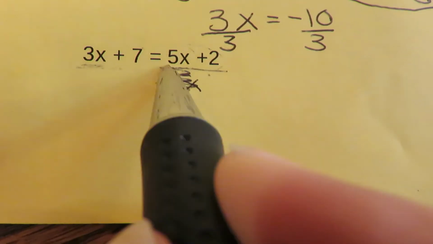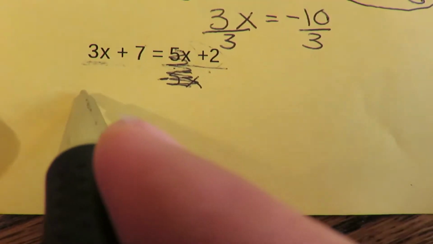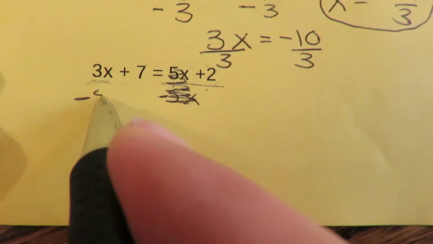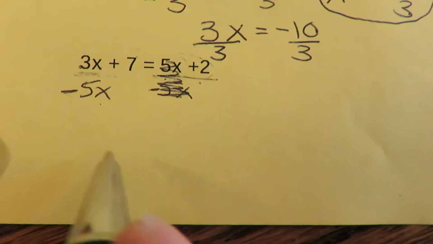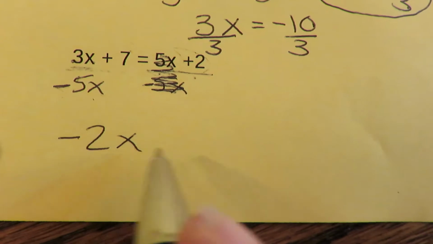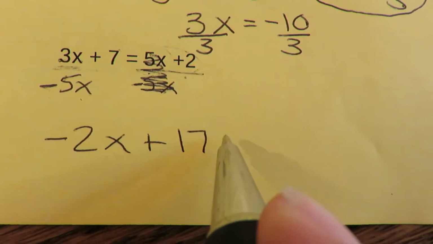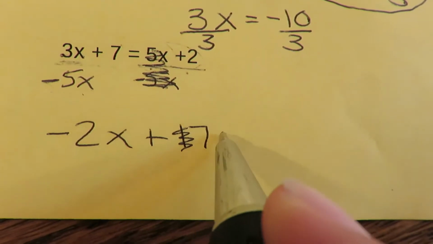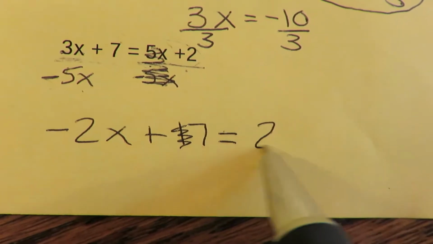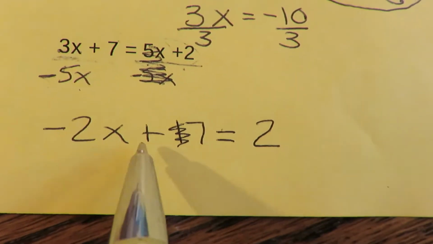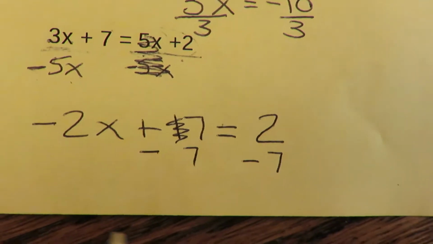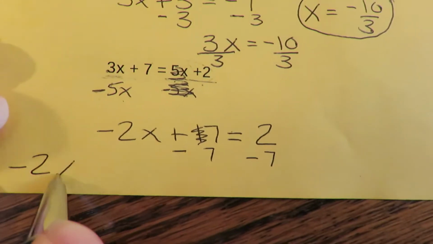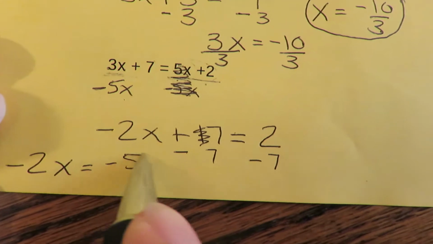So I'm going to take away the 5x's on that side, and then I need to make sure that I do that on this side as well. So now I have 3x minus 5x is negative 2x, and then I still have that plus 7 there. Oops, just 7. And on the other side, I just have the positive 2. So now I can get rid of the 7 here. Subtract 7, subtract 7. I'll get that negative 2x equals negative 5.